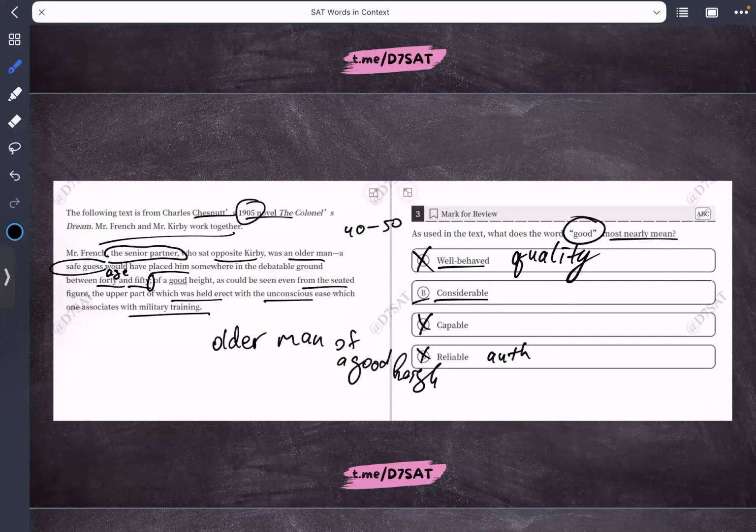So considerable means notably large in size. Google says it's notably large in size or amount or extent. We can say that because there is a restatement part which defines what that good height is, right? And the answer is considerable height. So yeah, B option is the best one, and all other three options are out.